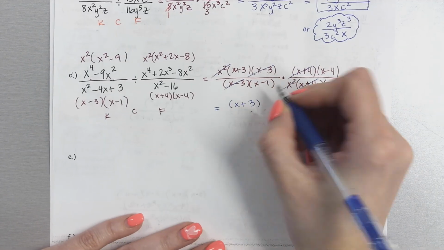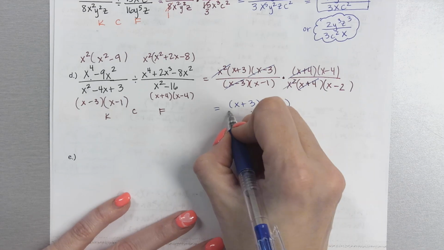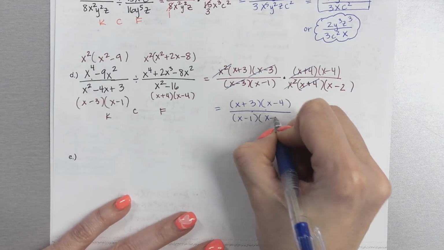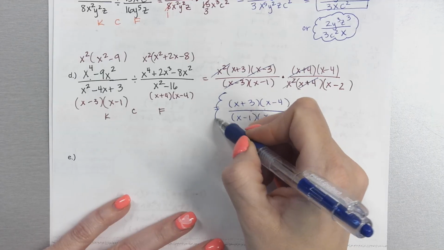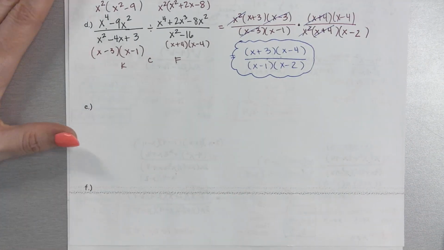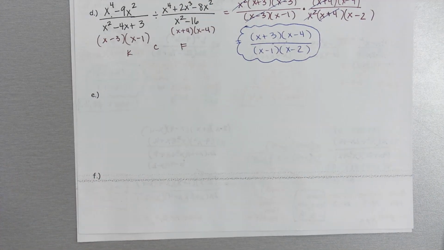And then we're going to leave this in factored form, which is less work, right? We don't want to FOIL that back out again. We're just going to leave this in factored form. All right, so I'm going to have you try part B.